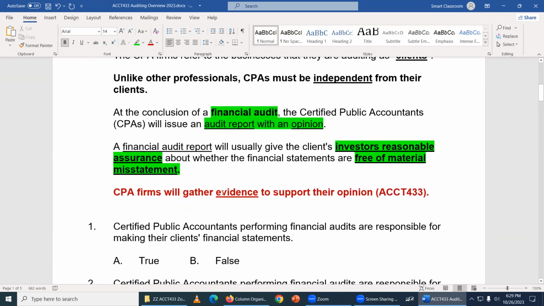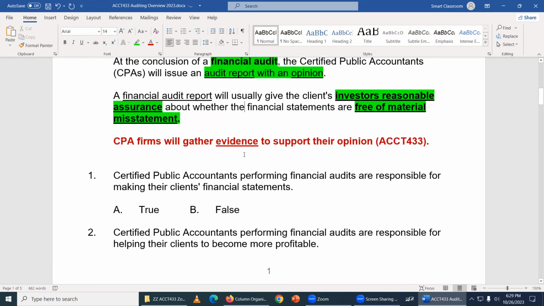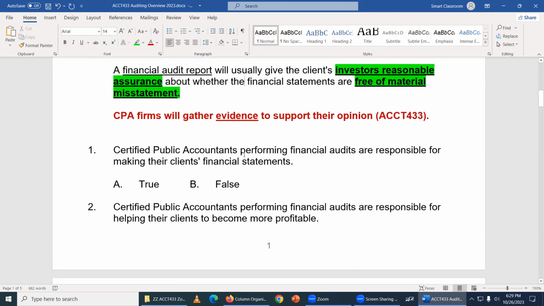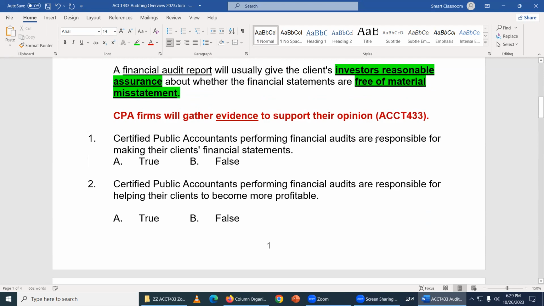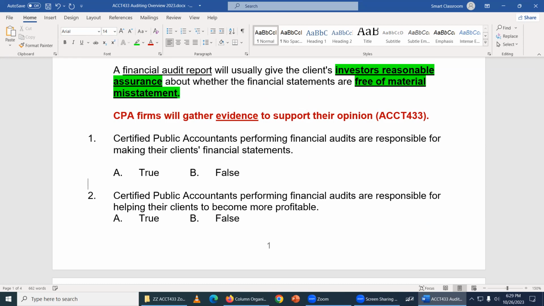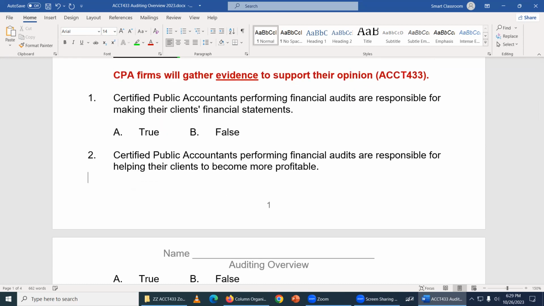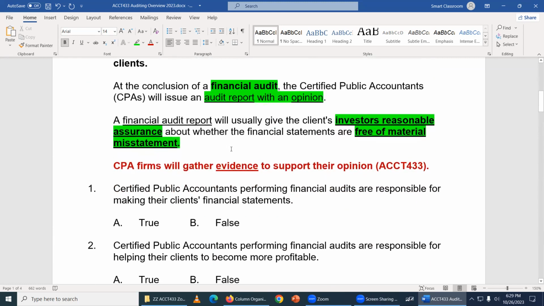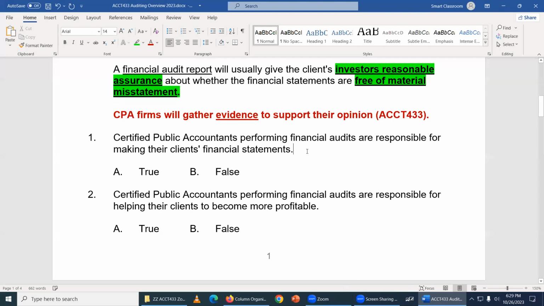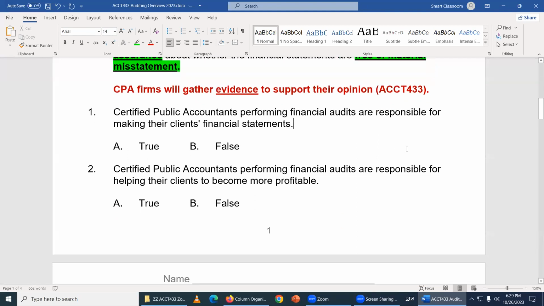So, the audit itself is really just gathering evidence. Okay. So let's do a couple of true, false questions here. Certified public accountants performing financial audits are responsible for making their clients' financial statements. True or false? False.